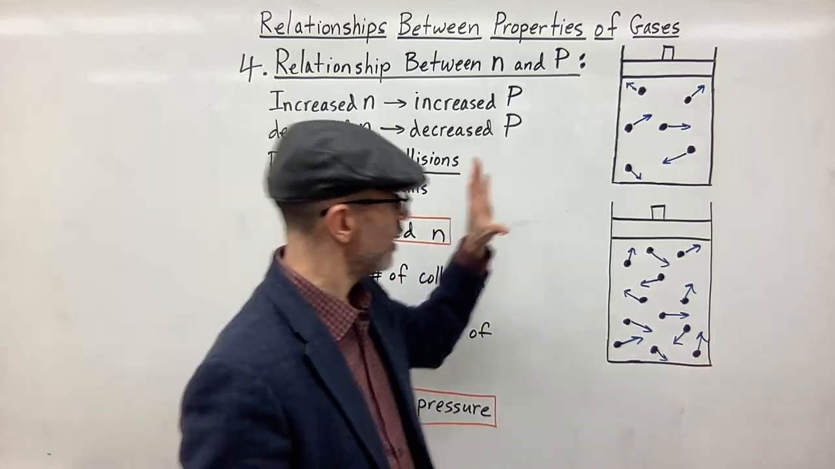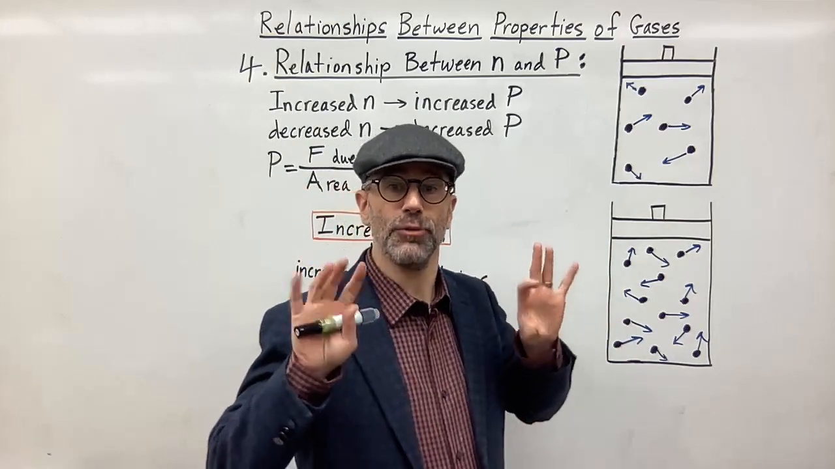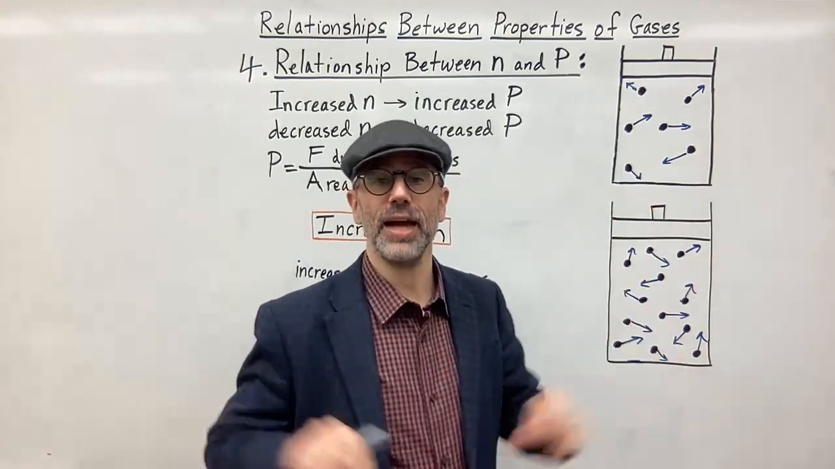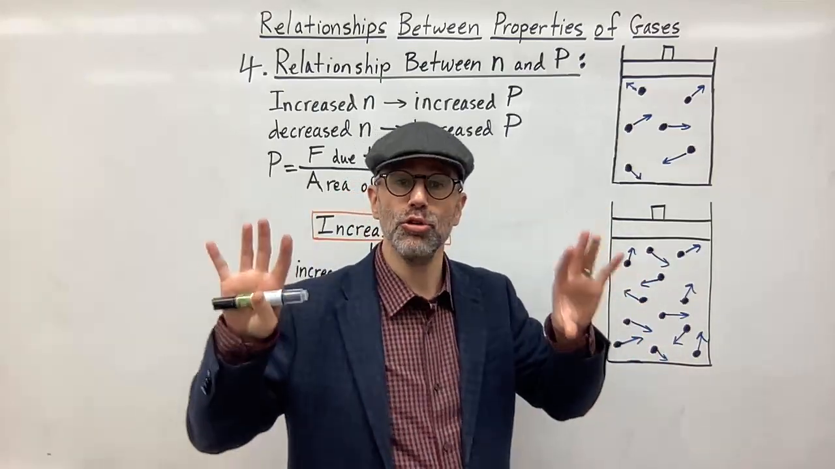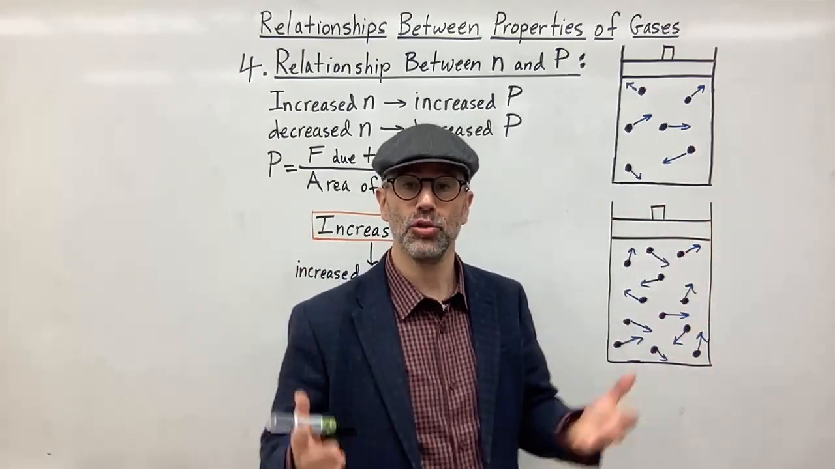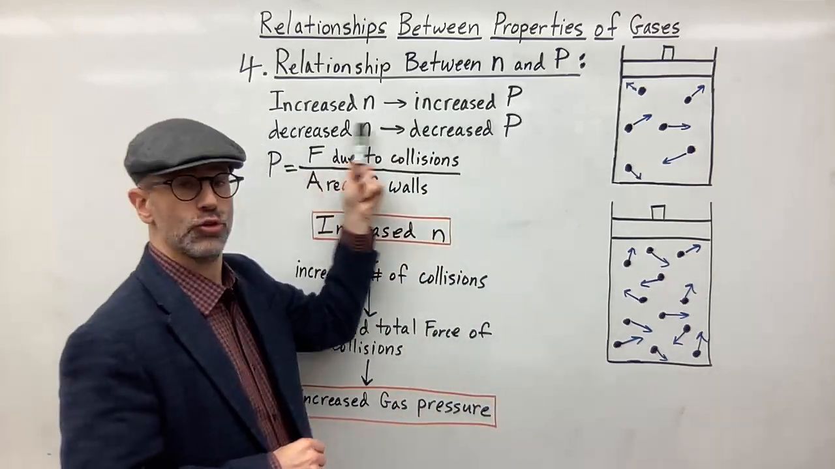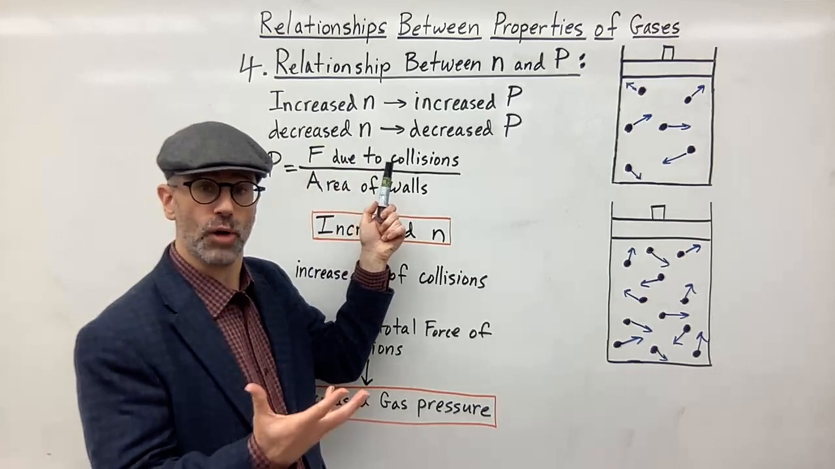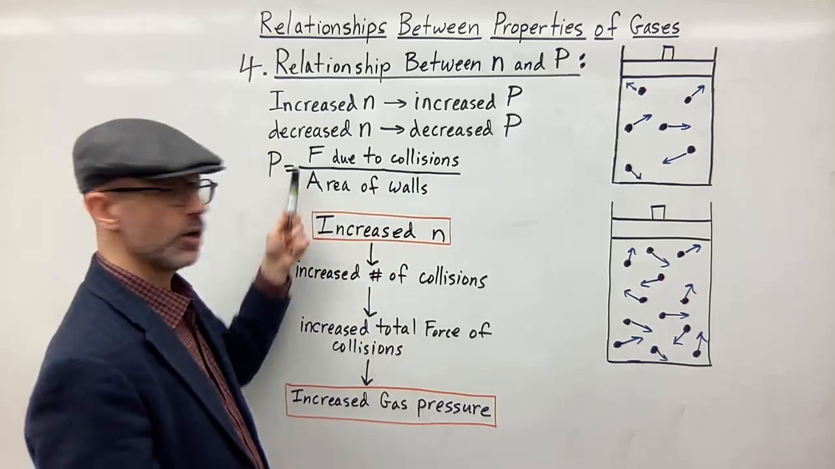So as collisions increase, the more contact the particles are going to have with the sides of the container, and therefore the total force due to the colliding of the particles on the sides of the container is going to be higher. So we would expect force to increase. The area stays the same. Since the force is increasing, since we have more particles colliding and putting a force onto the sides of the container, therefore pressure will increase.